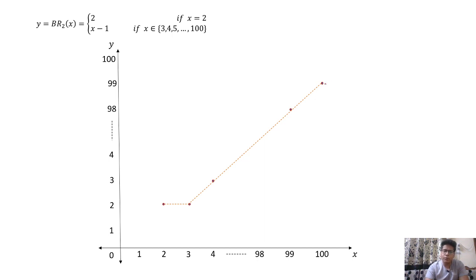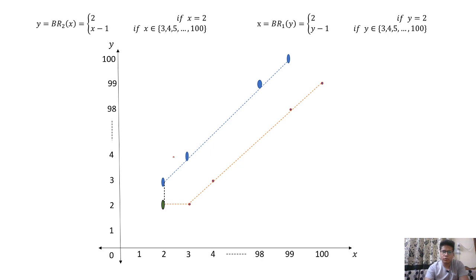So this is the best response for player 2. Since the problem is symmetric, we can replicate this graph in a symmetric way to get the best response for player 1 also. So this is the best response for player 1. This is the best response for player 2.